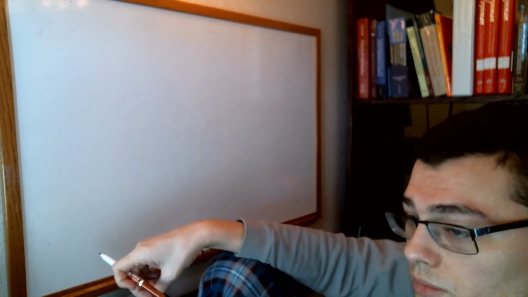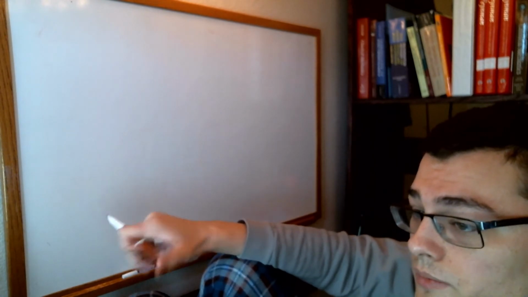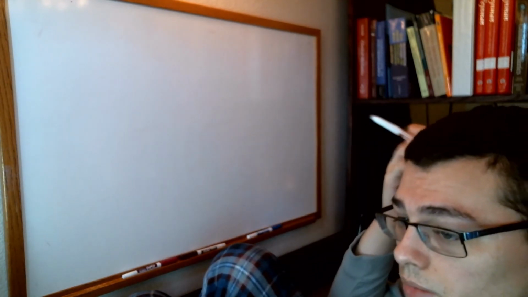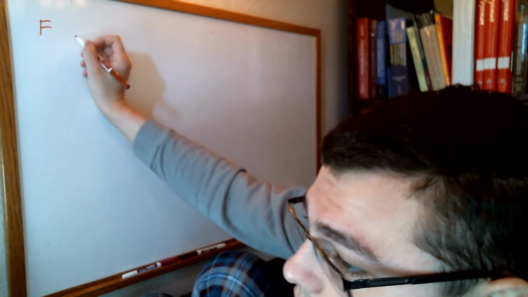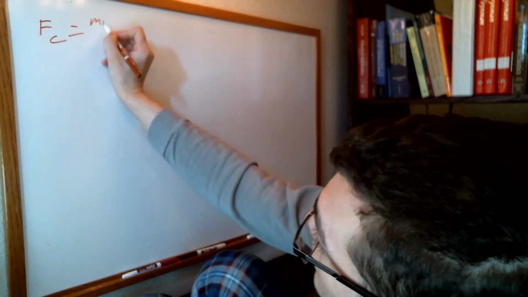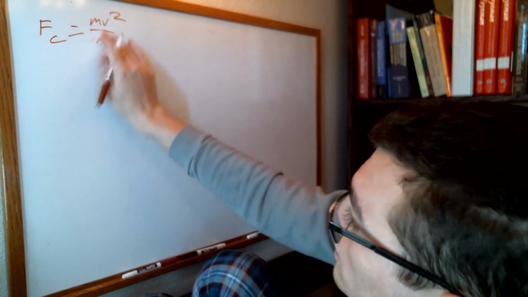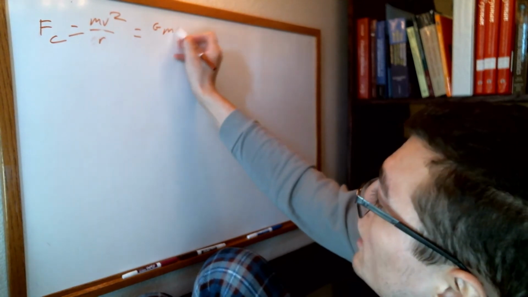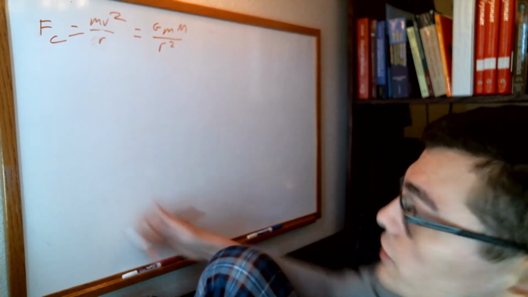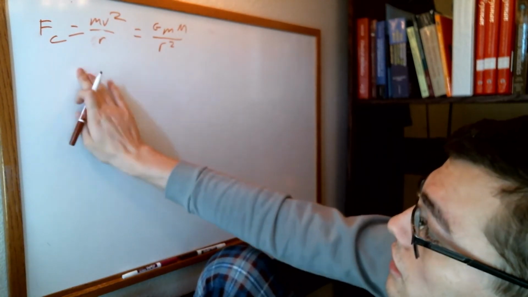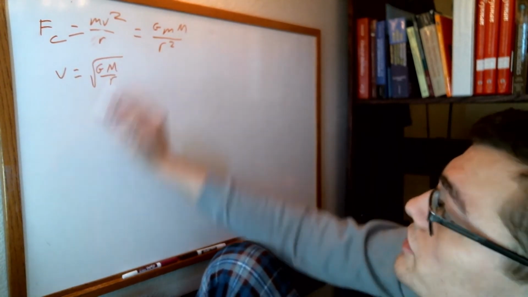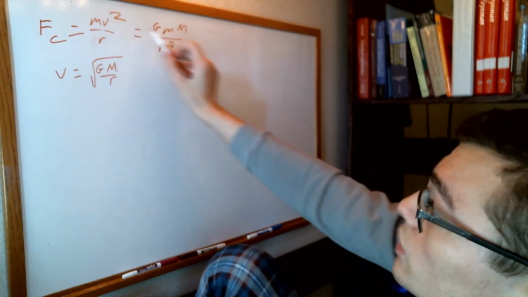Okay, so for this problem, we're going to have to use Kepler's third law. The first thing we have to remember is that our centripetal force Fc is equal to mv squared over r, little r, and this is then equal to GMm over r squared. Once we solve these equations, the speed of our planet is v equal to the square root of GM over r. This is done by isolating v in this equation and solving for it.